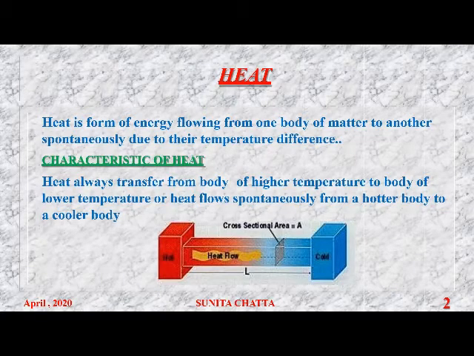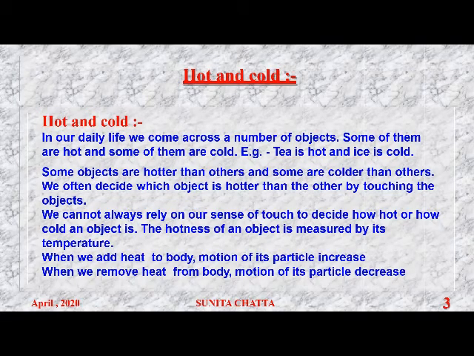Heat is a form of energy flowing from one body of matter to another spontaneously due to their temperature differences. Characteristics of heat. Heat always transfers from body of high temperature to the body of lower temperature, or heat flows spontaneously from a hotter body to a cooler body. Now, hot and cold objects, some of them are hot and some of them are cold. For example, tea is hot and ice is cold. Some objects are hotter than others and some are cooler than others.